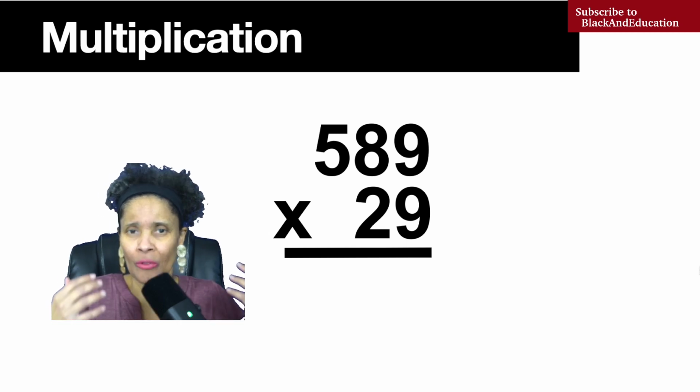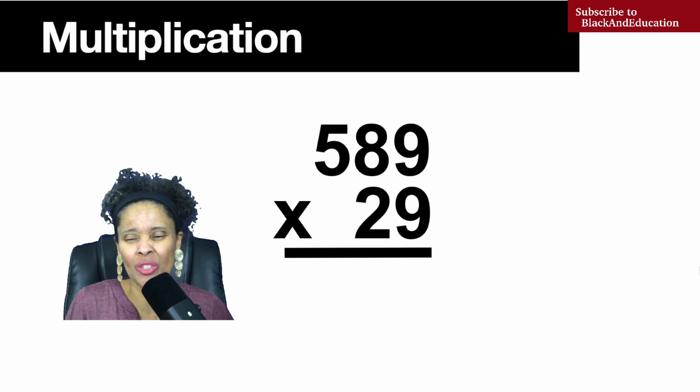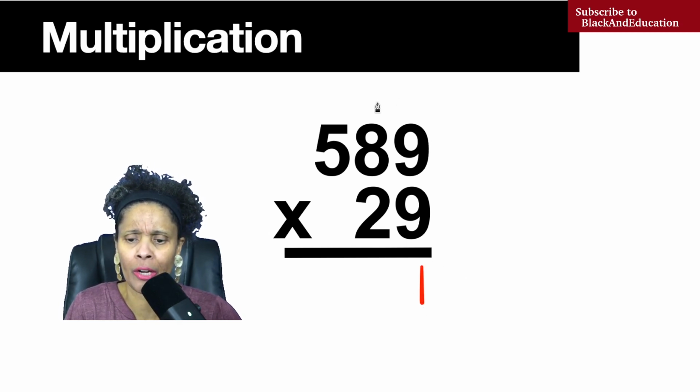So you see you have 589 times 29, right? So how do I multiply that out? What do I need to do? Your child's going to be expected to be able to do this. So let's say we have 9 times 9, right? So that's going to be 81. So we're going to put our 1 down here. We're going to carry our 8.